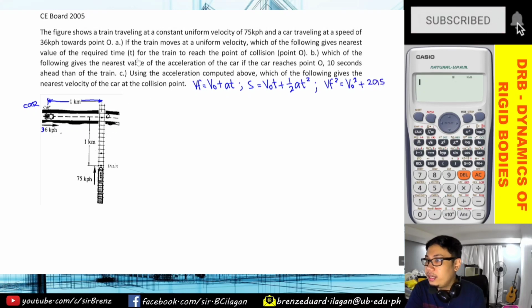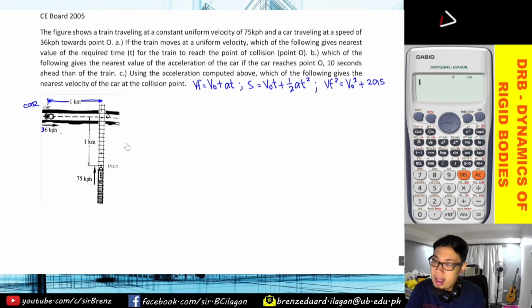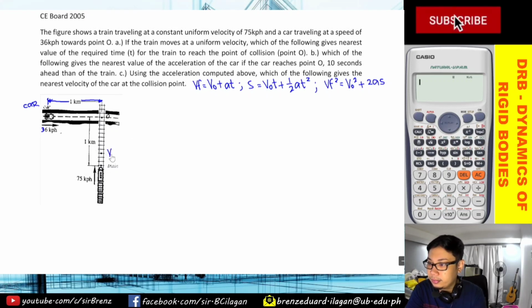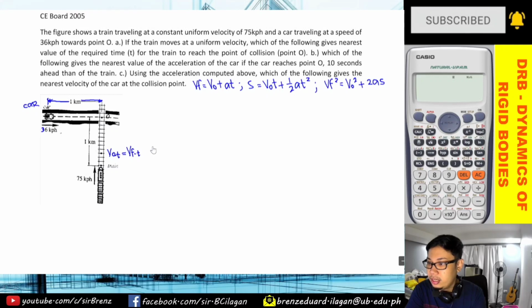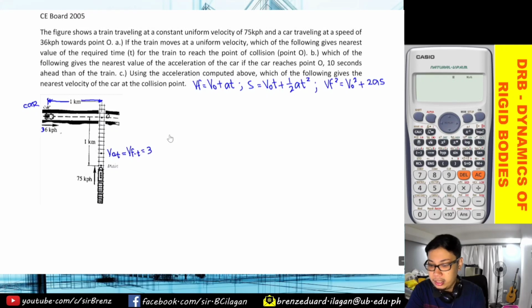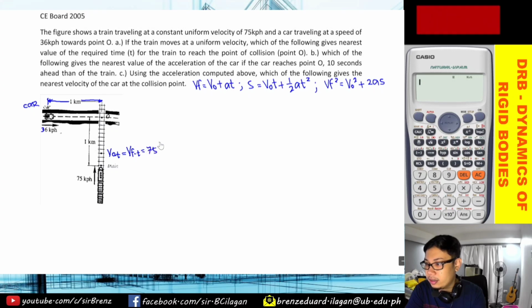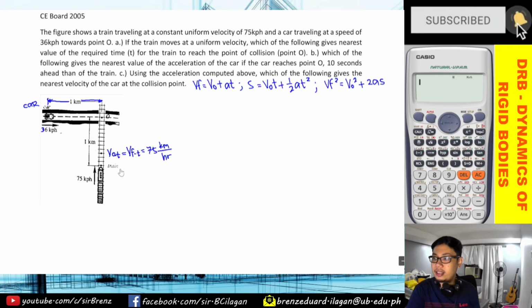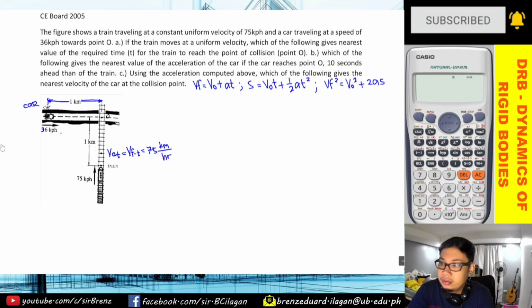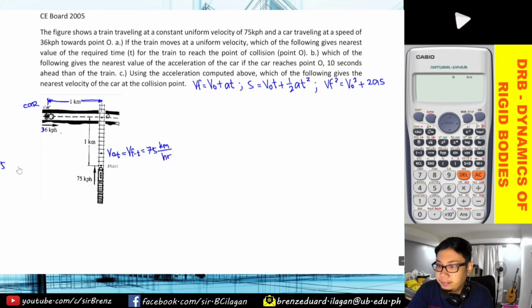Alright, so for letter A, if the train moves at a uniform velocity, maliwanag naman dyan. So uniform velocity, meaning yung initial velocity of the train and yung final velocity ng train is equal. So equal siya sa 75 kilometers per hour. Kaso, kilometers per hour siya, so ang magandang gawin natin dyan is i-convert muna natin, as for the 36 kilometers per hour ng car.